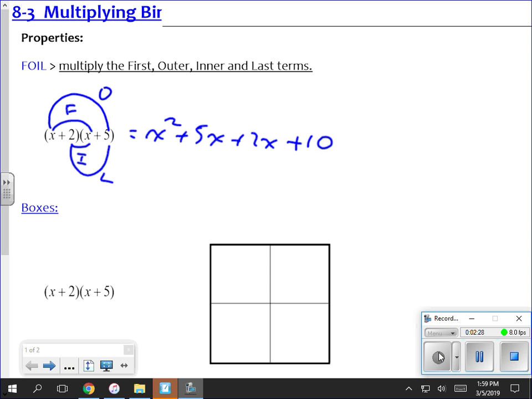And usually, 90% of the time, your like terms are those two right there. Everything else is not a like term. So my final answer would be x squared for the x squared. And then I combine these two like terms to get 7x. And then I have my last term here. Plus 10.